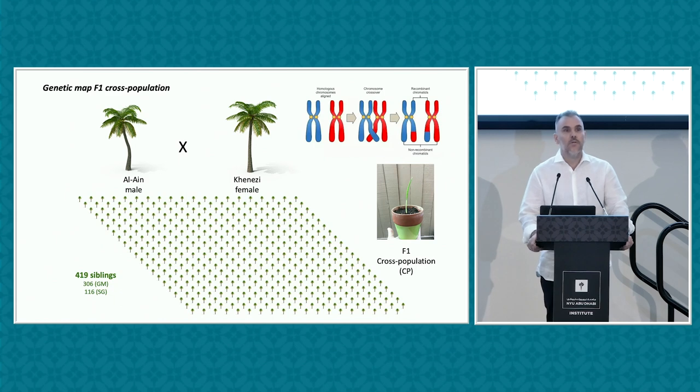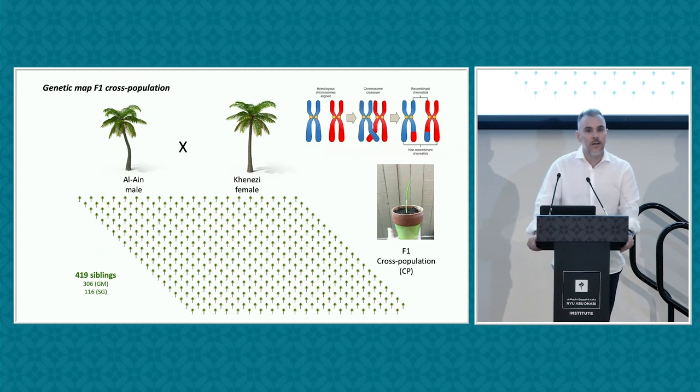We also started to see, back at the time, that date palm is a quite interesting species to study, but there are no very advanced genomic studies in the literature. So we started to think, okay, let's do a study to understand what is happening in terms of recombination in date palm, and let's construct a genetic map.